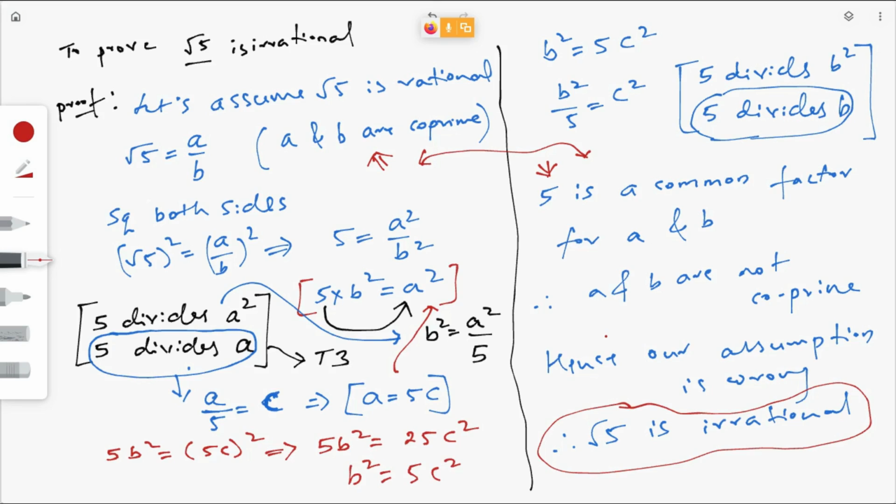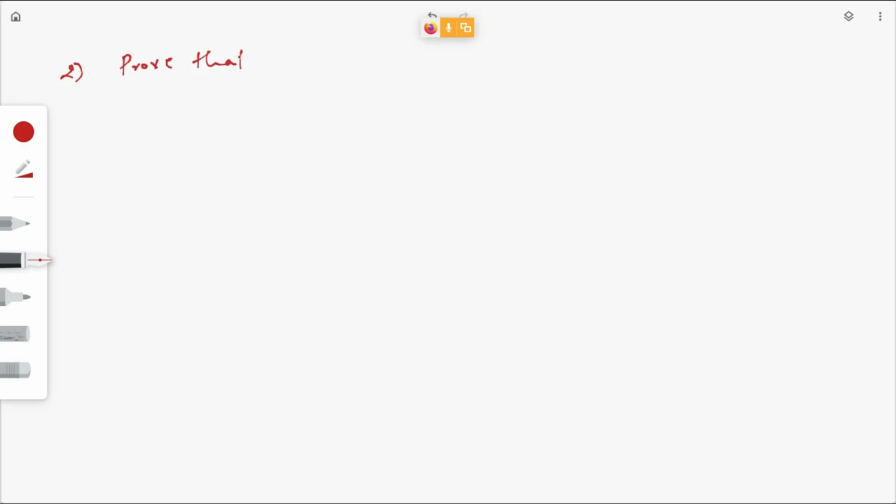Fine. Copy this one. Okay, next one. Question number 2 from the third exercise. Prove that 3 plus 2 root 5 is irrational.